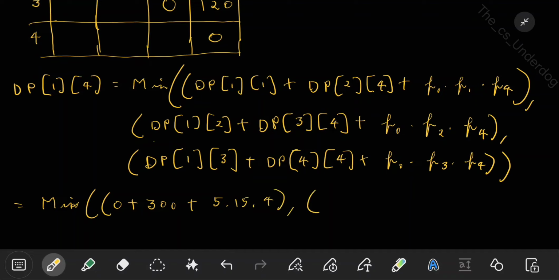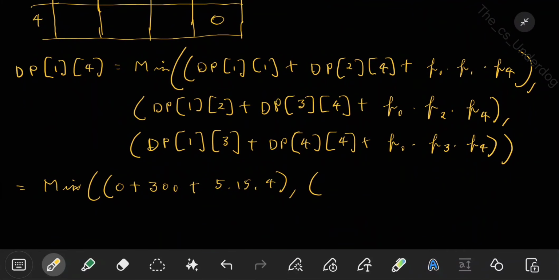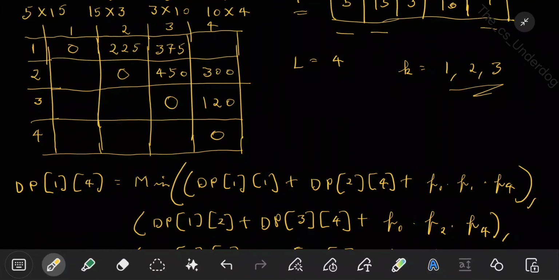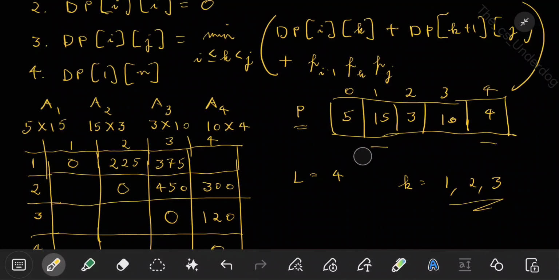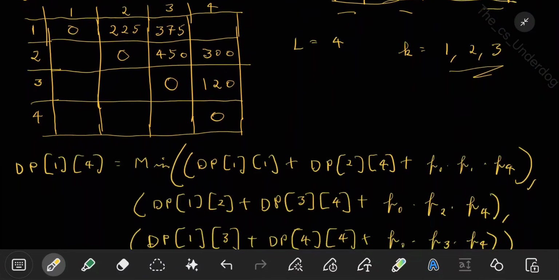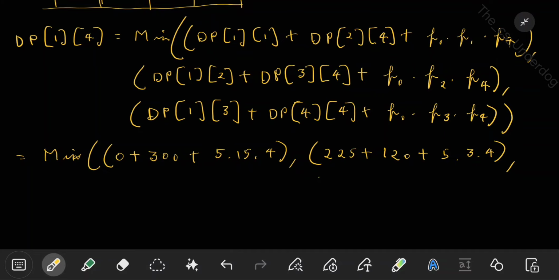Second one is dp12. What is the value of dp12? It is 225. From the table we know it is 225 plus dp34. What is the value of dp34? It is 120 plus p0, p2, p4. What is the value of p0, p2, p4? 5 into 3 into 4. So this will be 5 into 3 into 4. And what is the third one?